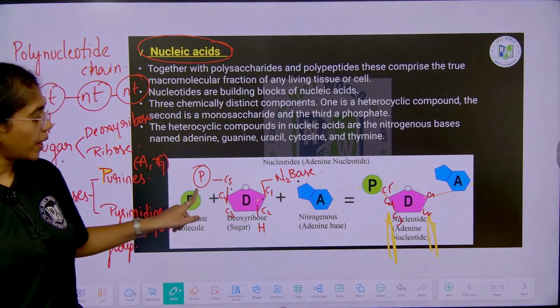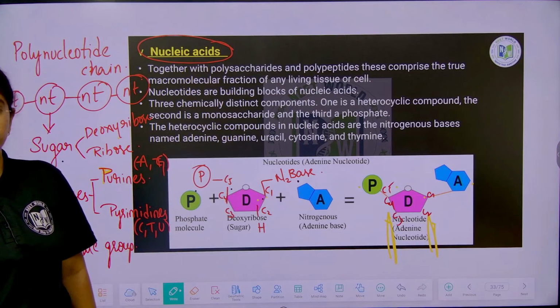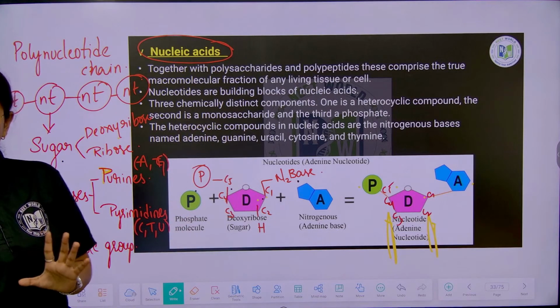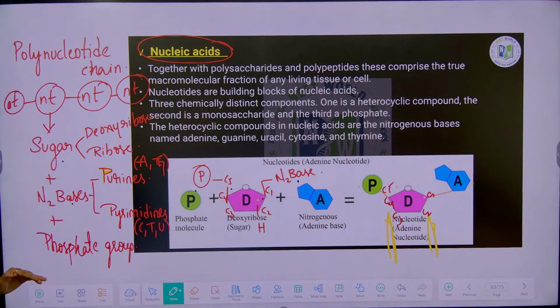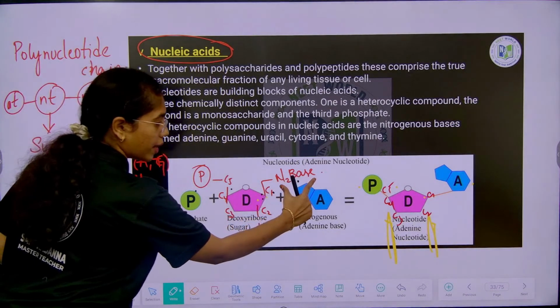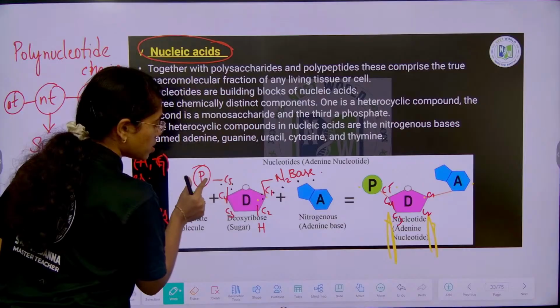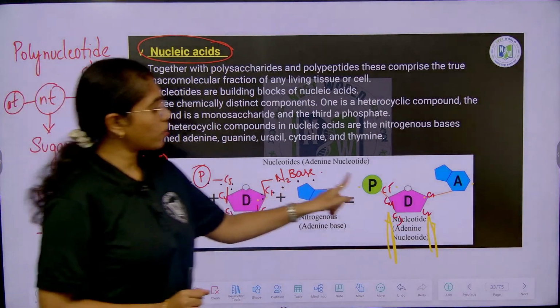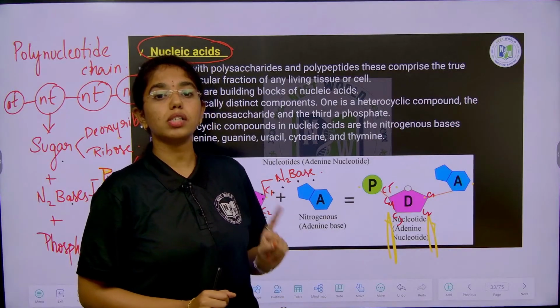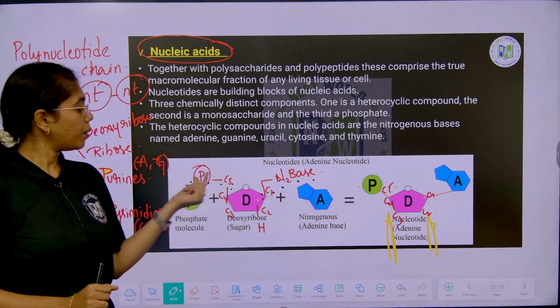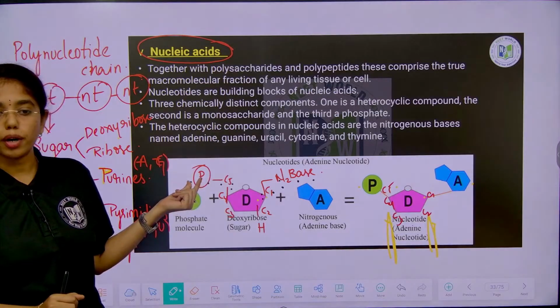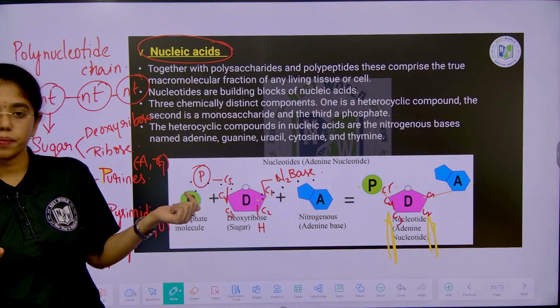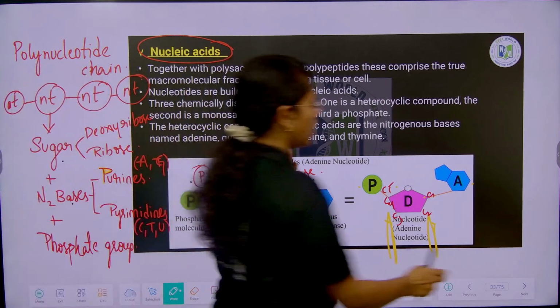The fifth carbon is bound to the phosphate group. This simple thing you remember. A nucleotide has 3 components. First carbon bound to nitrogen base, fifth carbon bound to phosphate group. The first carbon is bound to the nitrogen base by what bond? Glycosidic bond. The fifth carbon is bound to the phosphate group by what bond? Phosphoester bond. Clear? Easy?